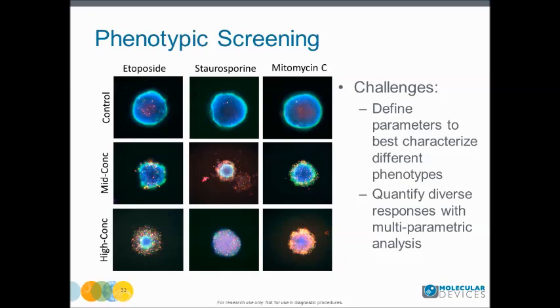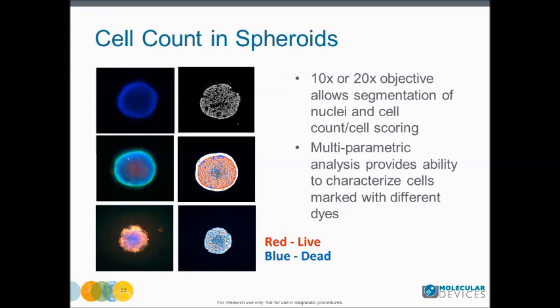There are several challenges for analysis: how to define parameters which best characterize different phenotypes, and how to quantify diverse responses with multi-parametric analysis. For the analysis, we apply nuclear count in spheroids, as shown on the top on this mask, also cell count and cell characterization based on expression of different markers. Here is cell scoring for live cells, in this case calcein AM positive cells, and here is cell scoring for dead cells, ethidium homodimer positive.